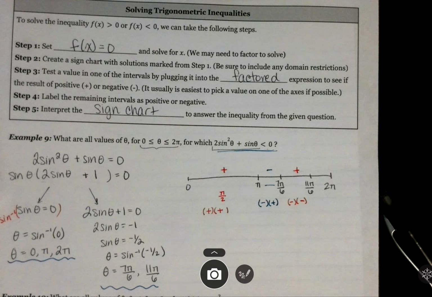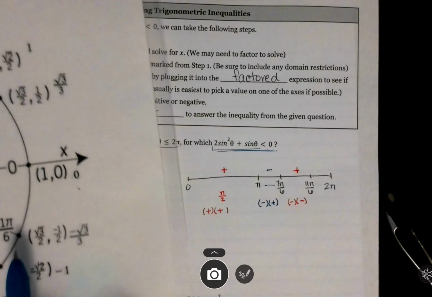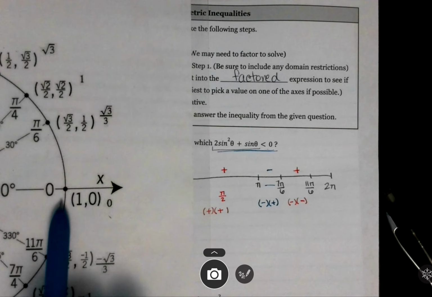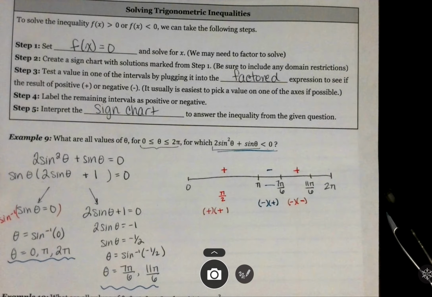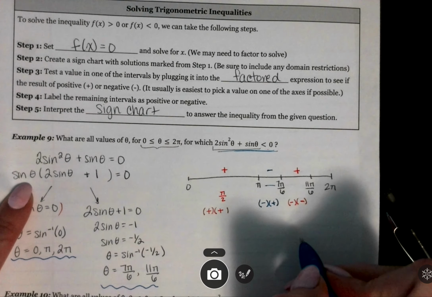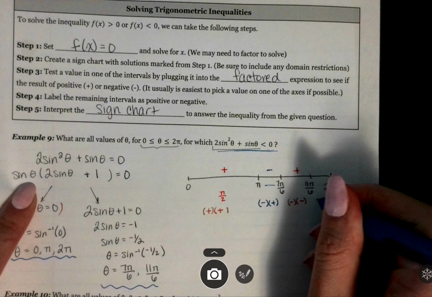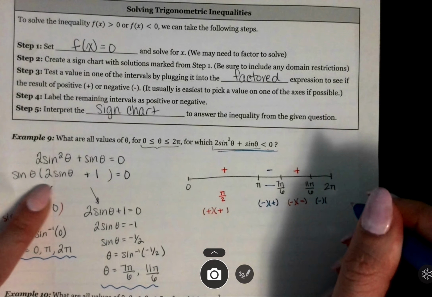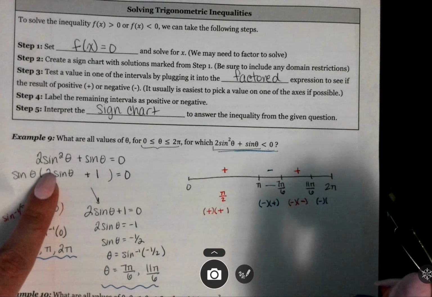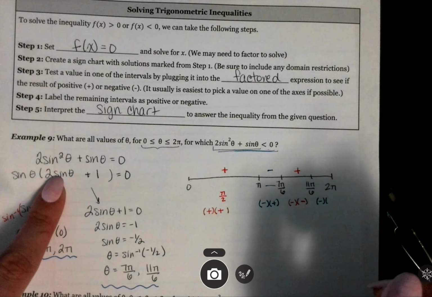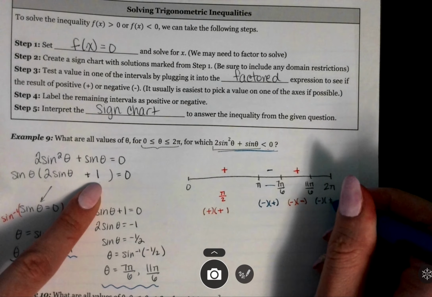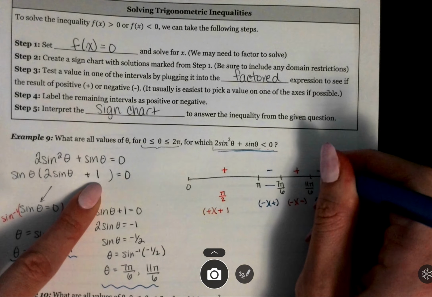For my last one, I kind of want to do the same thing. 11 pi over 6 is very close to 2 pi, back at the place it started. Halfway in between, I'm looking at something like negative 1/4 as a sine value. My first set of parentheses would just be negative. My second set of parentheses, negative 1/4 times 2 would be like negative 1/2, plus 1 would be overall positive. Negative times a positive is a negative.